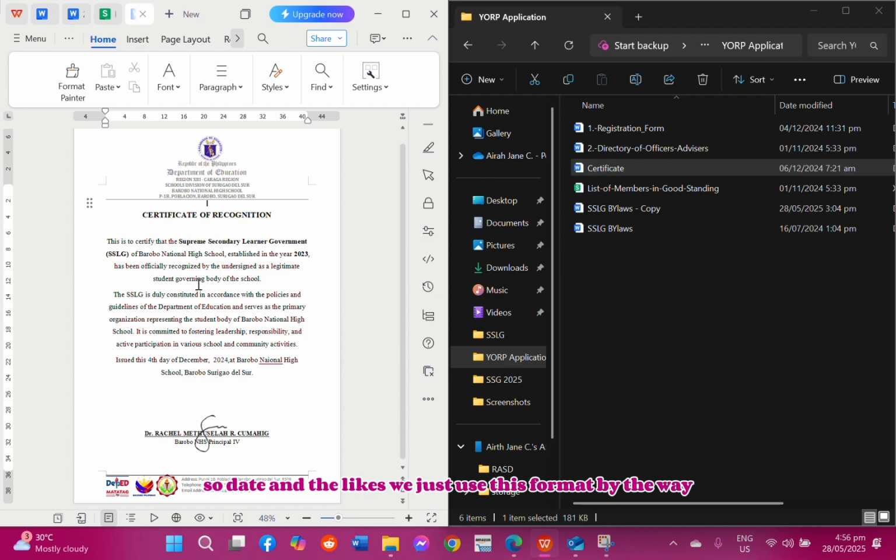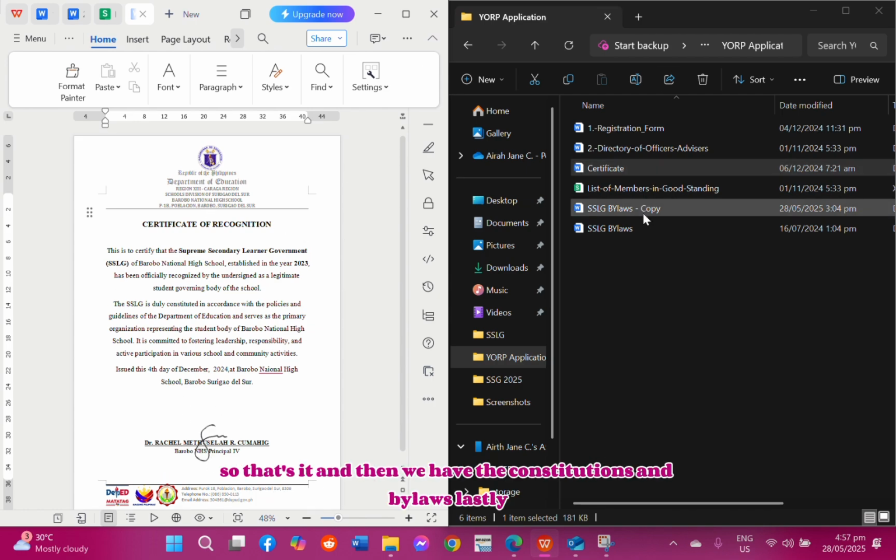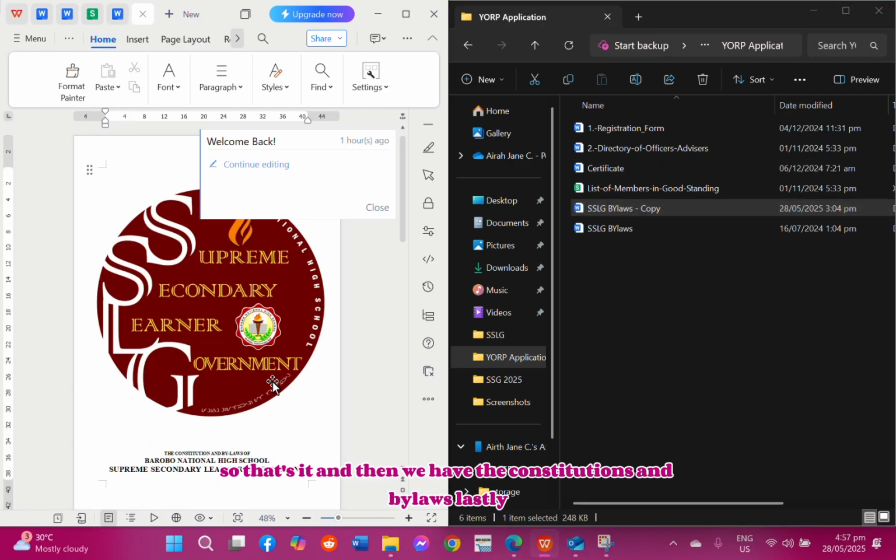You may just use this format, by the way, and just change the name of the organization if it is a different organization, as well as the year and its residence and the date, of course. That was the school principal and her signature. So that's it. And then we have the constitutions and bylaws lastly.